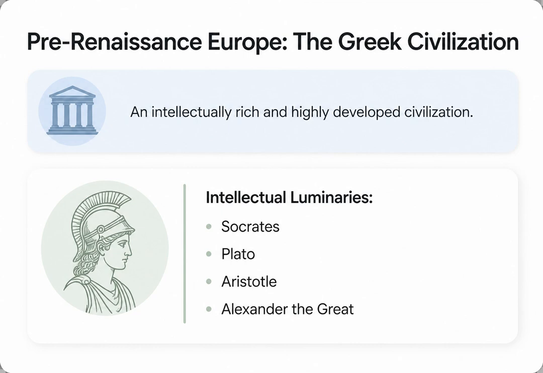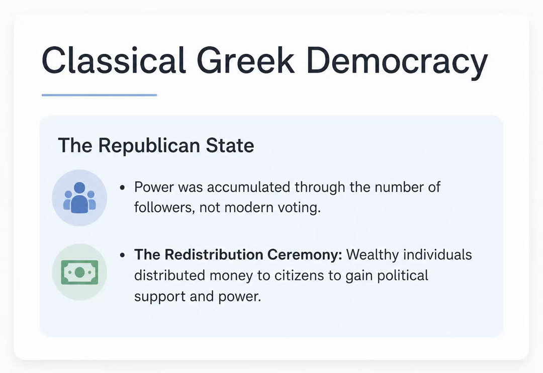Socrates, his student Plato, Plato's student Aristotle, and Aristotle's famous student Alexander the Great, who would go on to conquer much of the known world. The political system of ancient Greece was a classical democracy, or republican state, but it was very different from modern democracy.